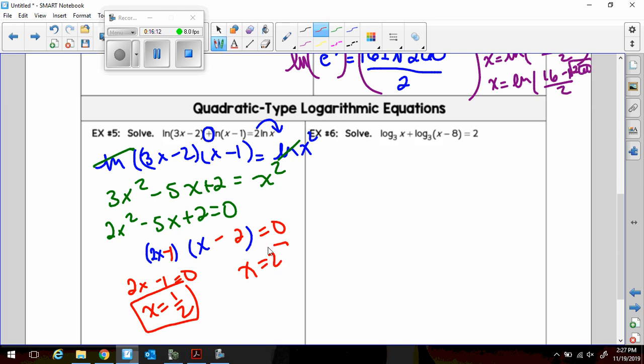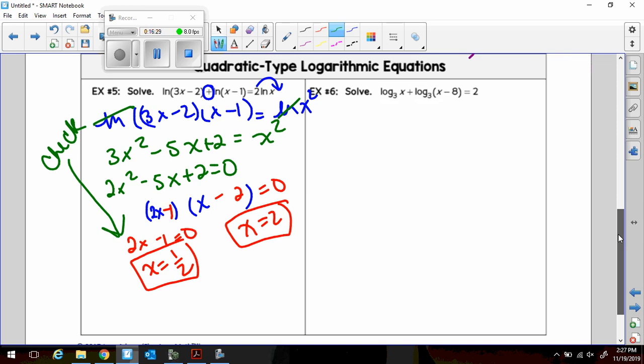X equals 2 will work, but if I get 1/2 in here, 1/2 minus 1, this will give us -1/2 in an expression. So I have to check these. I have to be careful and check these answers. And this one actually doesn't work. It's called an extraneous solution. There's going to be one on this one too. I want you guys to try it. Remember that plus means we're going to multiply these.